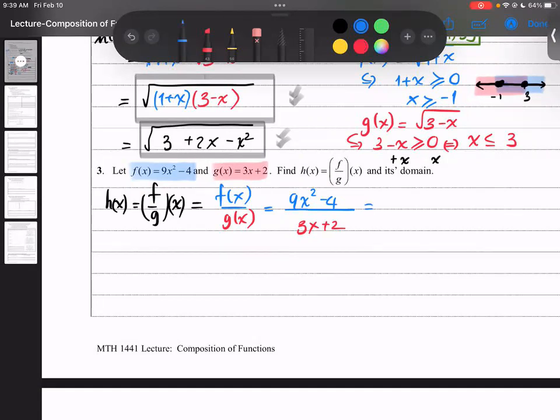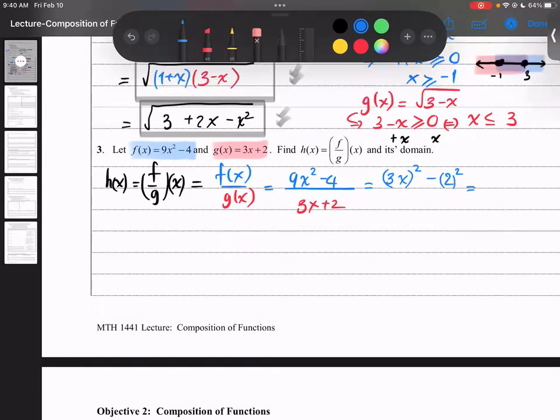Let's do it slowly. Can I write it as 3x, all of that squared, minus 2 squared? Is that okay? Do you remember a squared minus b squared, which is equal to? Let's finish the top. It's a plus b, which is 3x plus 2, times a minus b, which is 3x minus 2. And just copy the denominator over. I can cancel something.